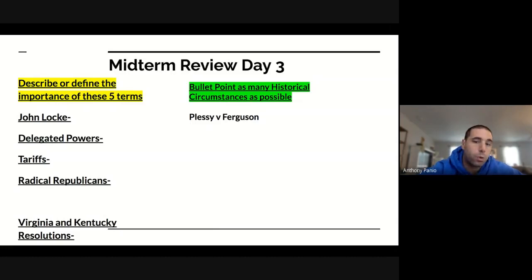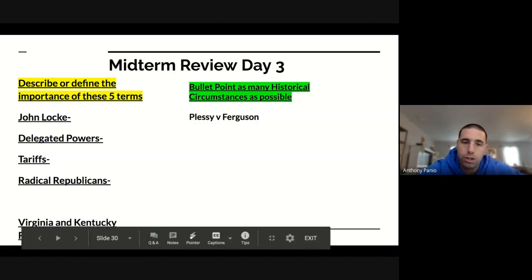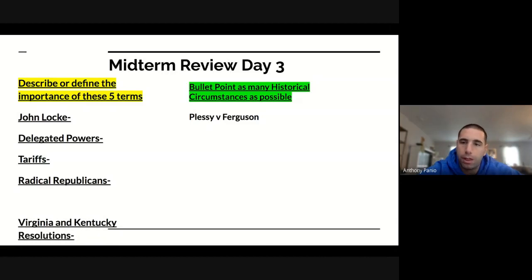And then probably your hardest word of the three days so far is going to be the Virginia and Kentucky resolutions. You may struggle with that one. That is okay, but you could obviously work on that. And your historical circumstances, we're going to center it around a Supreme Court case. So Plessy versus Ferguson. What happens to get us into Plessy versus Ferguson?